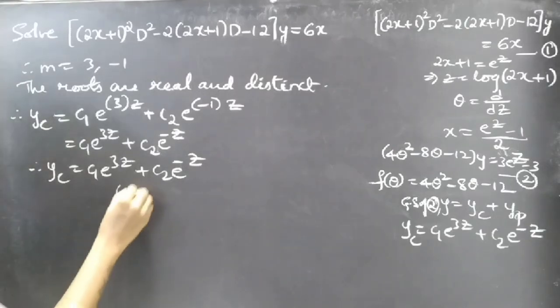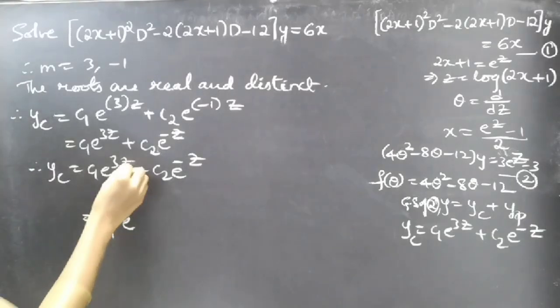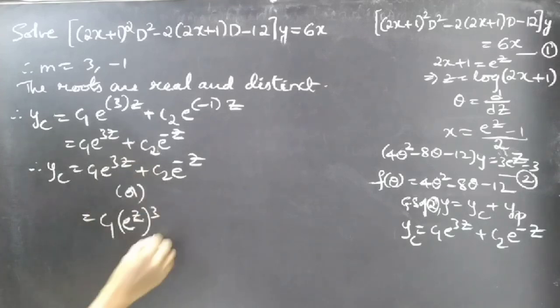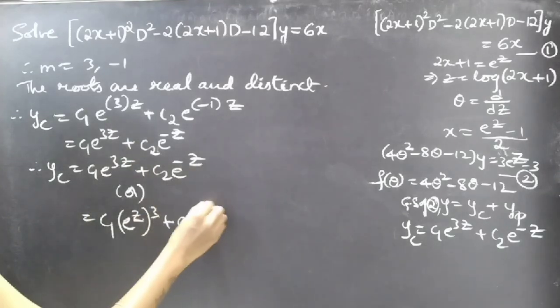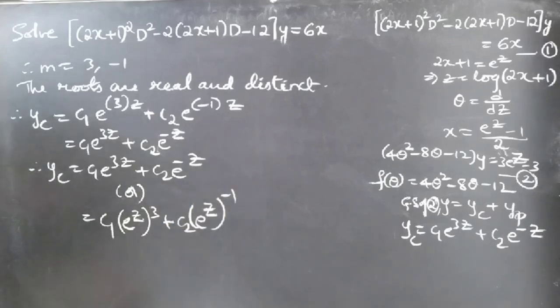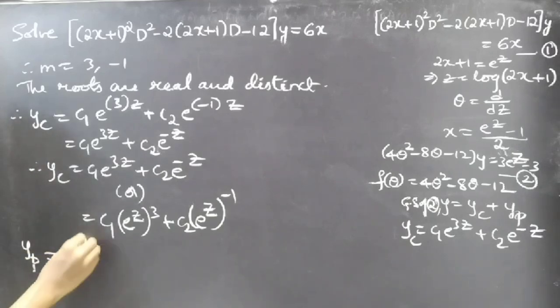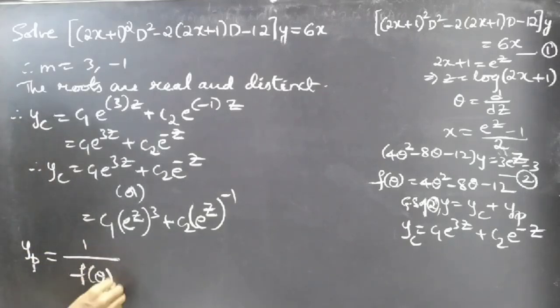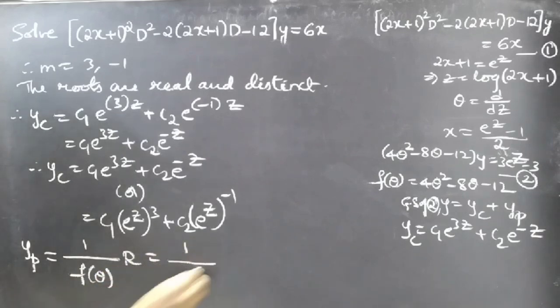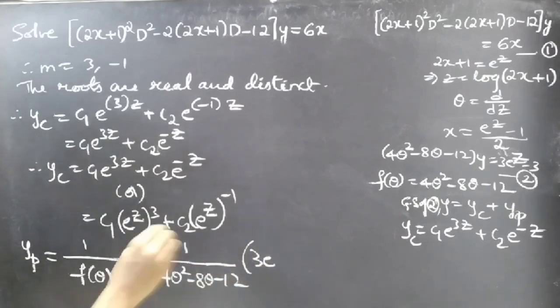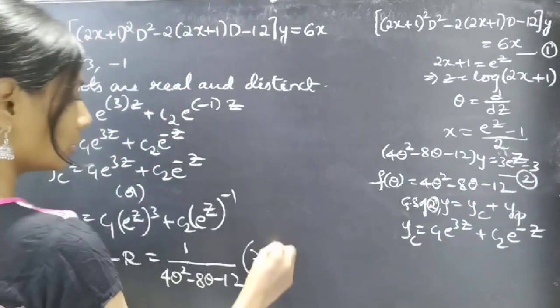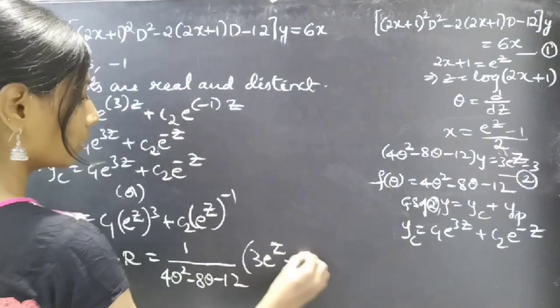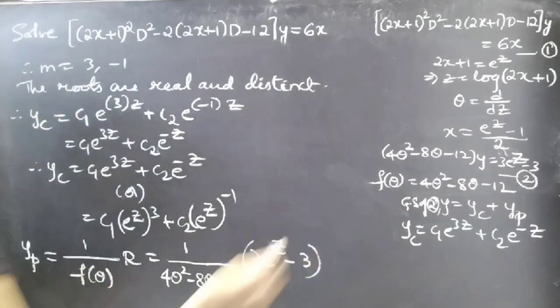Or we can write this as c1 e power 3z, which can be written as (e power z) whole power 3, plus c2 e power minus z, which can be written as (e power z) whole power minus 1. Okay, fine. Now we'll find yp. Particular integral is given by 1 by f of theta into r. This equals 1 by f of theta, which is 4 theta square minus 8 theta minus 12, into r. That is the RHS part of equation 2: 3 e power z minus 3. Right?